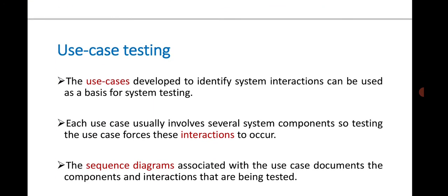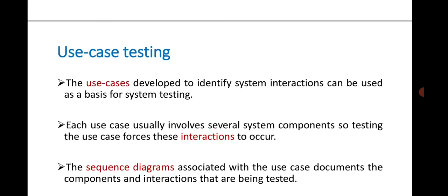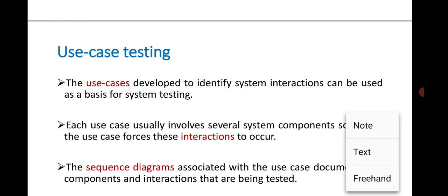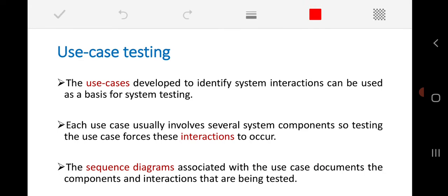And especially in the case of system testing, as we said, we are mainly focusing on the interactions which might take place from one component to another component, or one subsystem to another subsystem. So here our use case testing is very useful. These use cases are developed to identify the system interactions, and based on as many system interactions as we are able to identify, we can go forward with the system testing.